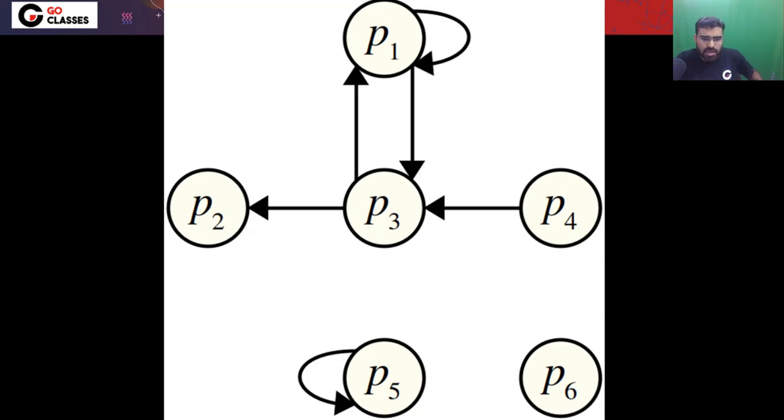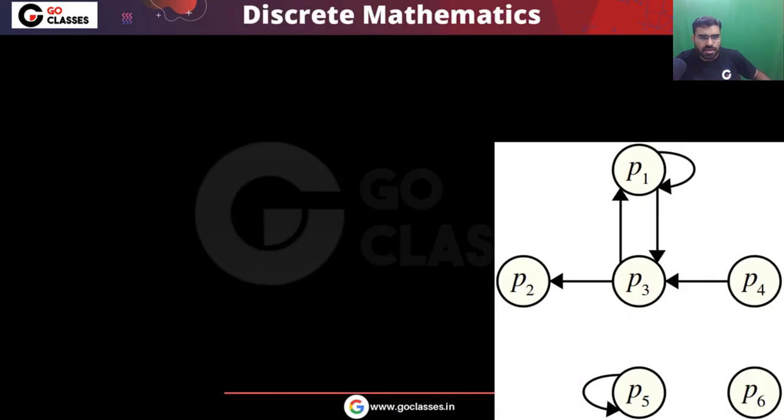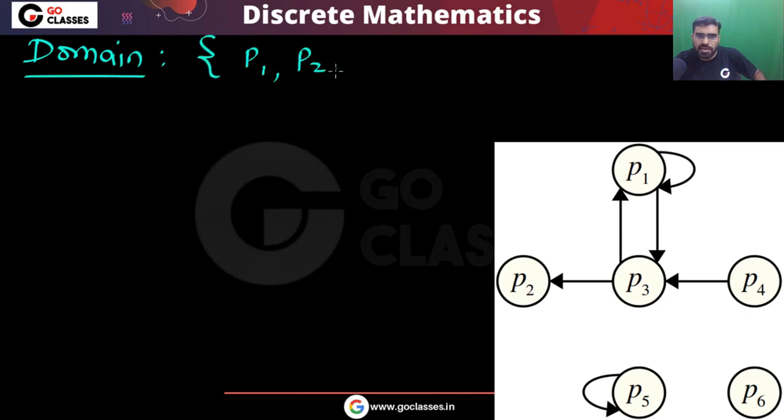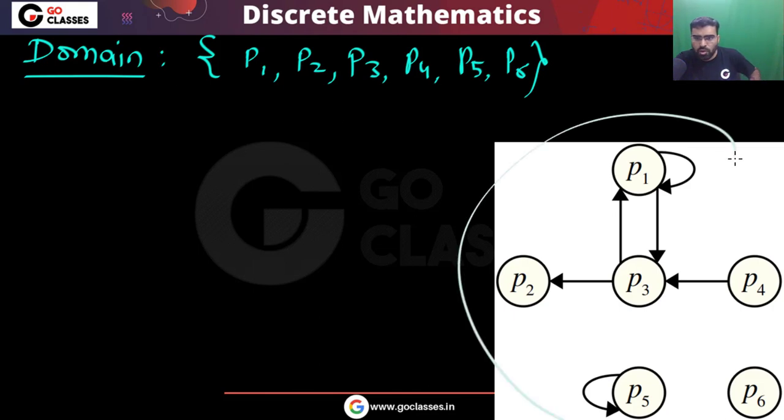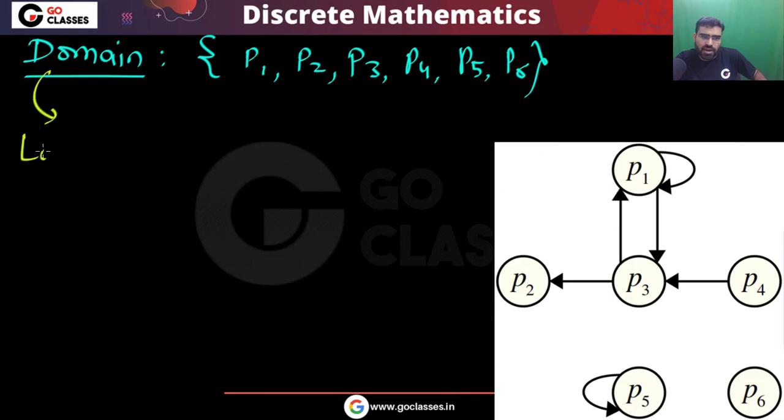Now let me make sure that you understand this question. First of all, the domain contains a total of 6 elements: P1, P2, P3, P4, P5, P6. So the domain is finite. These are the elements. Now on this domain you are defining a predicate.